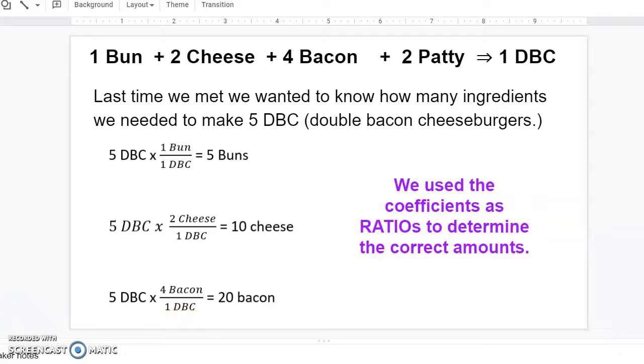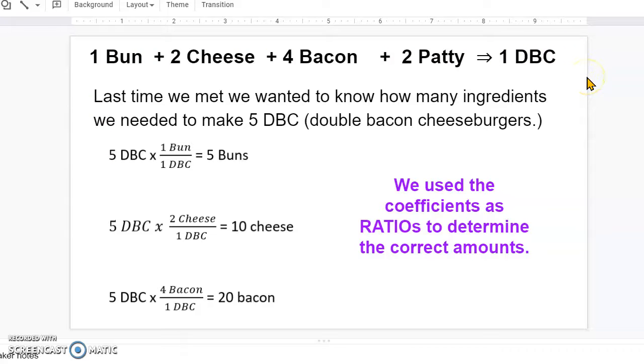So in our example, the last time we met, we had a double bacon cheeseburger. And so this is what was needed to make the double bacon cheeseburger: a bun, 2 cheeses, 4 bacon, 2 patties. And I said, hey, let's make 5 of these. And so we had to look at the coefficients, which we determined were the ratios. And so for a bun, it's super easy, right? Because you need 1 bun for every double bacon cheeseburger. So it's a 1-to-1 ratio.